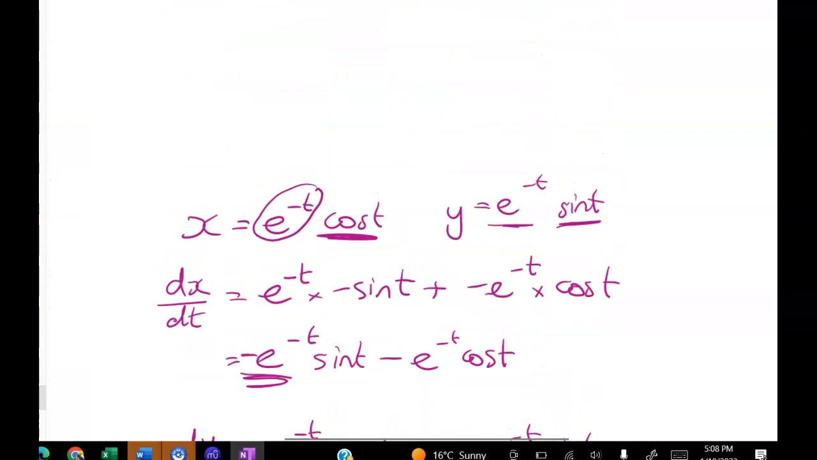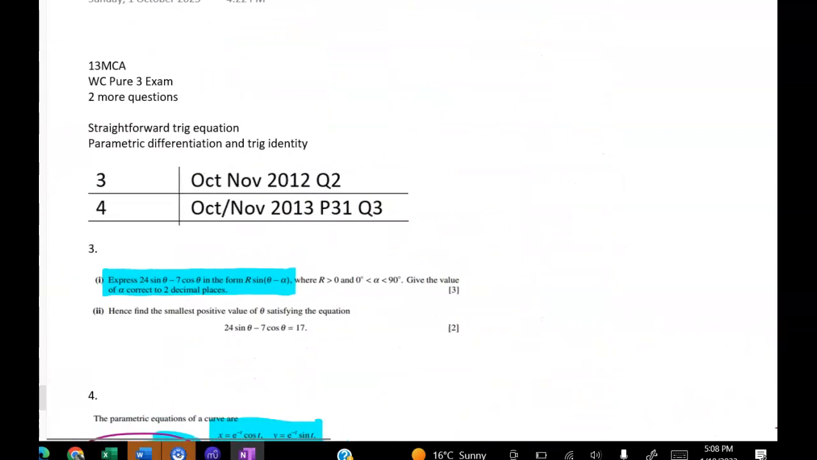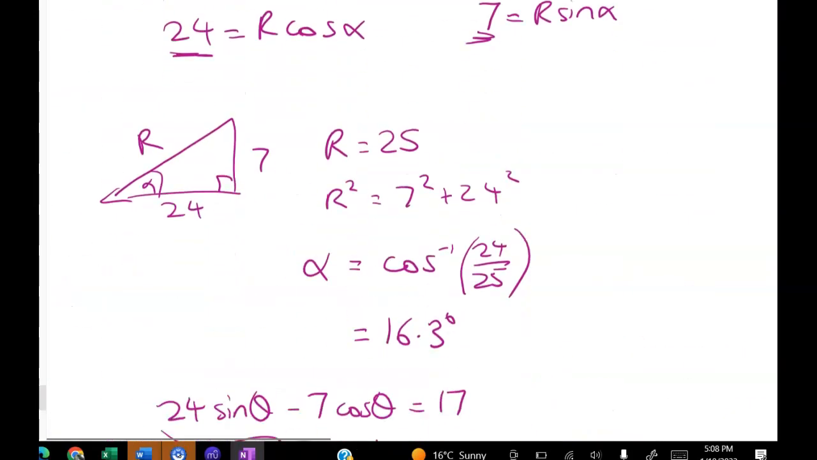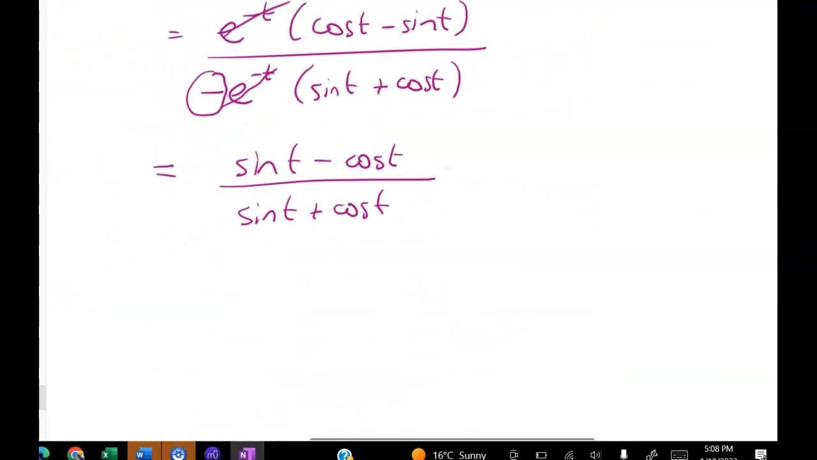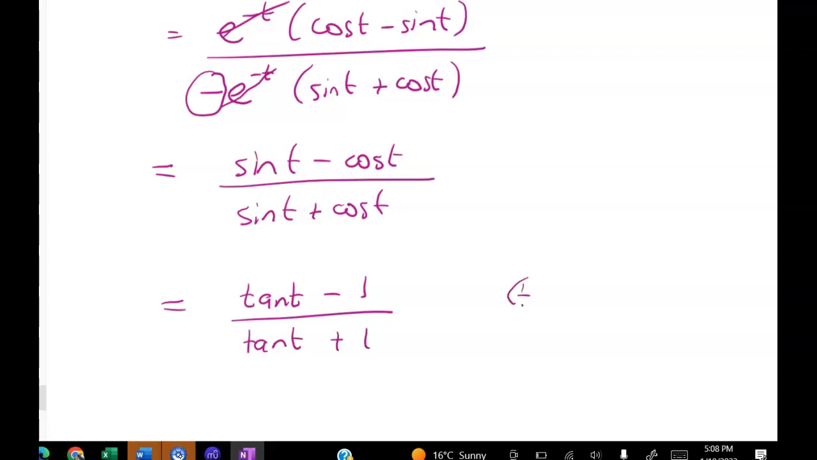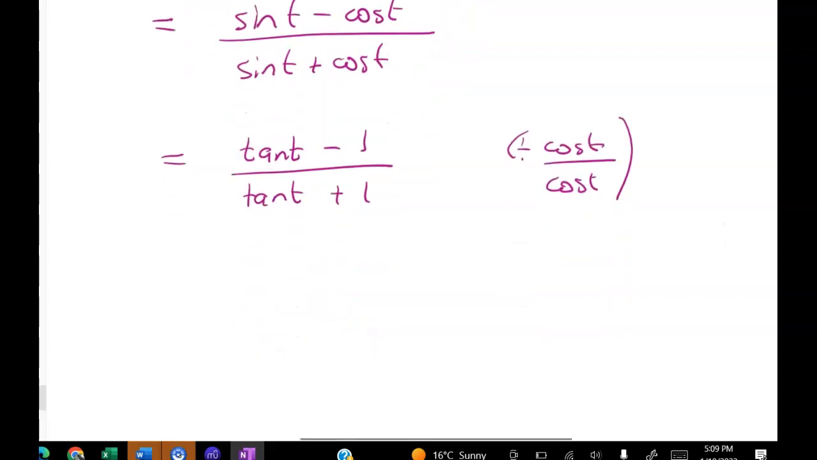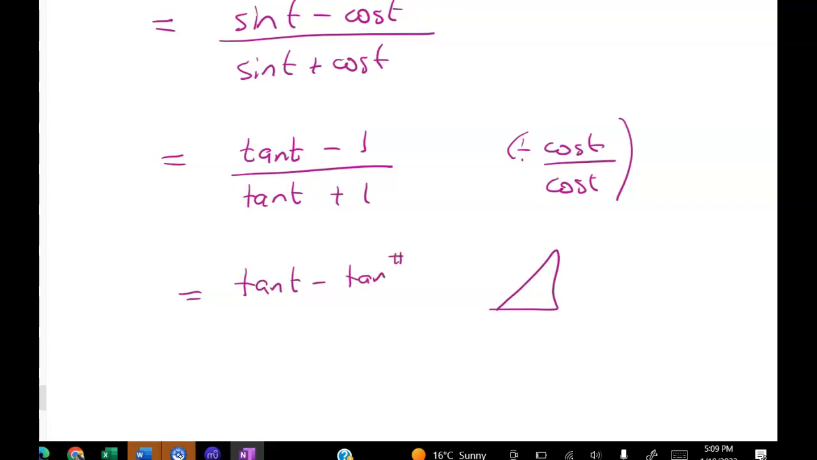You can see that I'm trying to get to something with tan. Right, I want to get to tan of t minus pi on 4. Now I've lost my working. All right, so let's divide everything through by cosine. We get tan of t minus 1 over tan of t plus 1, and that's dividing top and bottom by cos of t. And 1 is equal to tan of pi on 4.